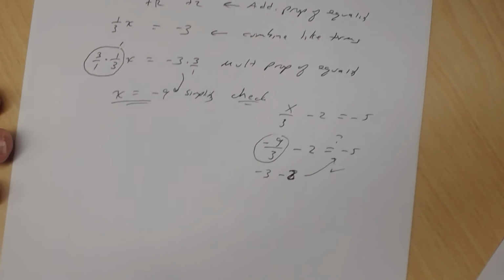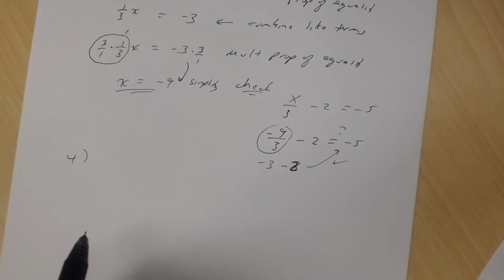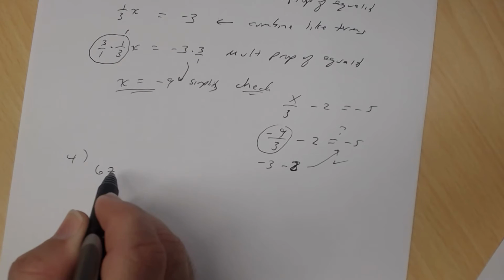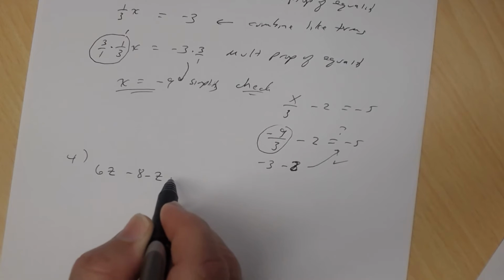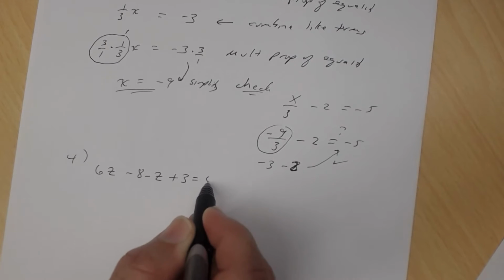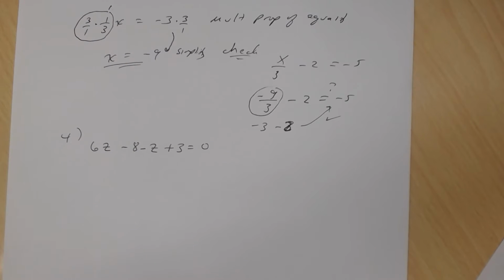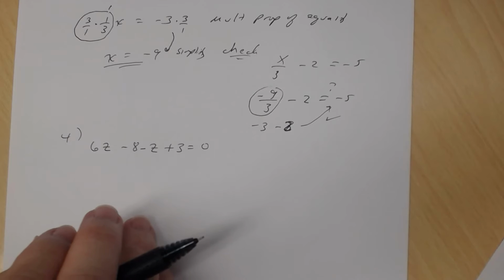All right, so that was number 3. Number 4, let's look at number 4. Suppose in number 4 we had this: 6z minus 8 minus z plus 3 equals 0. So 6z minus 8 minus z plus 3 equals 0.